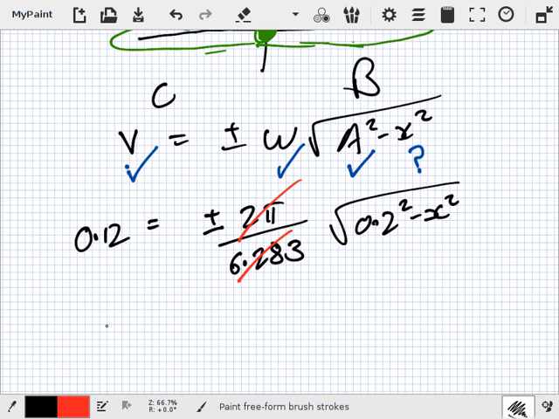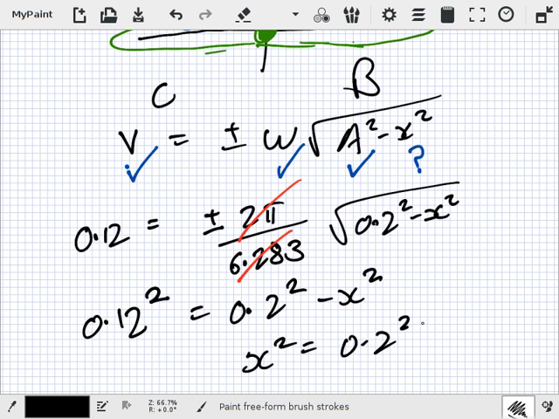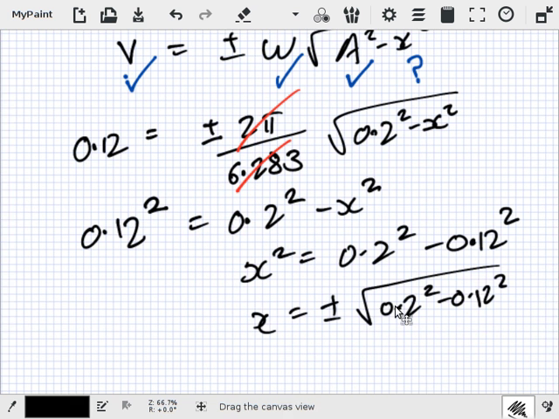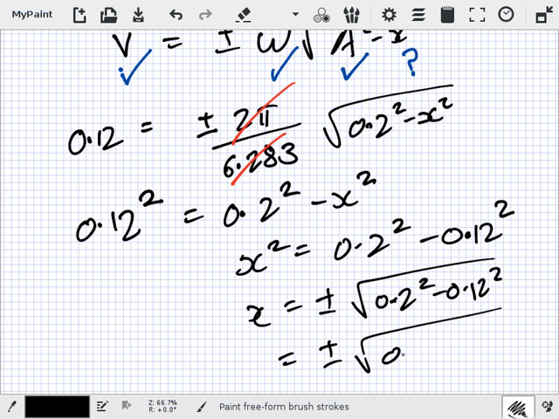I'm not trying to trick you. I want a conversation, you know, we work on it together. So 0.12 squared equals 0.2 squared minus x squared. So that means x squared equals 0.2 squared minus 0.12 squared. So that means x equals plus or minus the square root of 0.2 squared minus 0.12 squared. So that's plus or minus the square root of 0.04 minus 0.0144 or something.